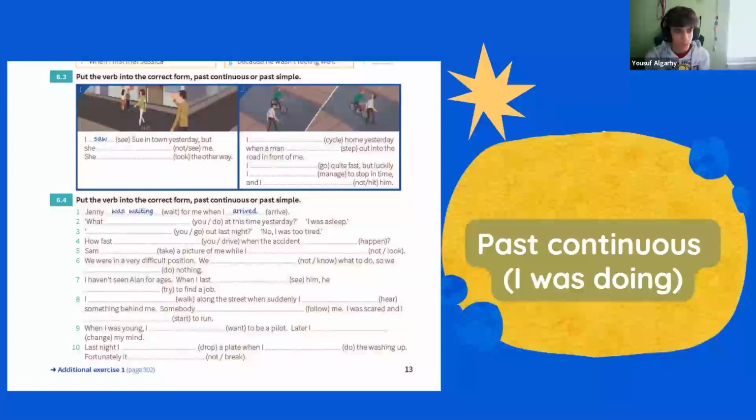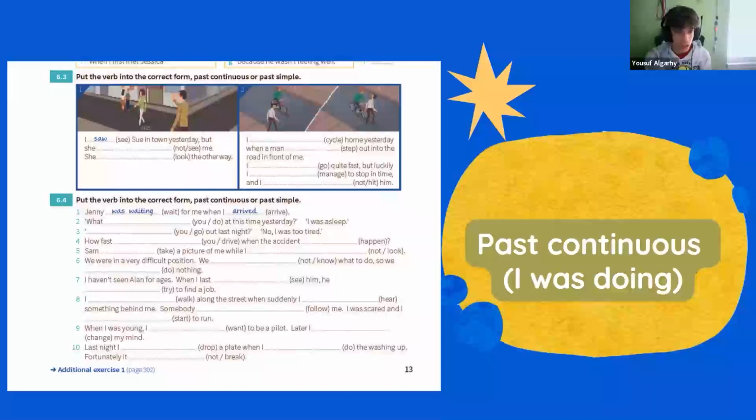Good. All right. And then the last part, we have to put the verb into the correct form in each sentence. So, what blank you do at this time yesterday? Then the answer would be, I was asleep. This one would be, what were you doing? Good. Number 3, blank out last night. No, I was too tired.